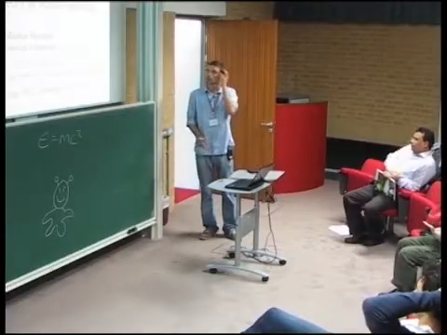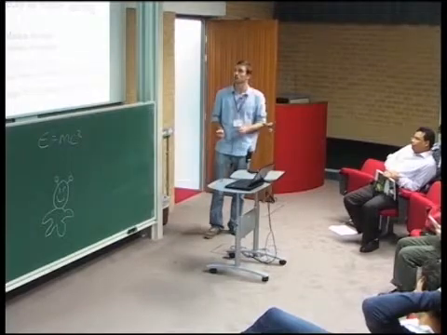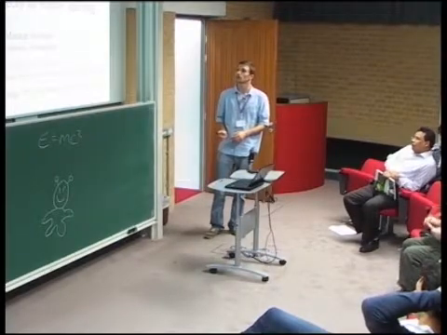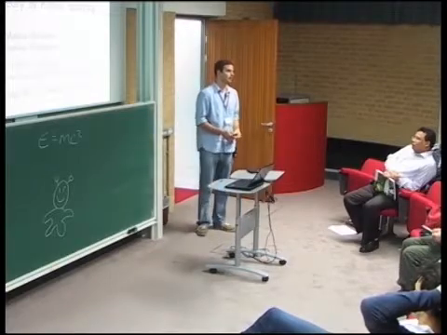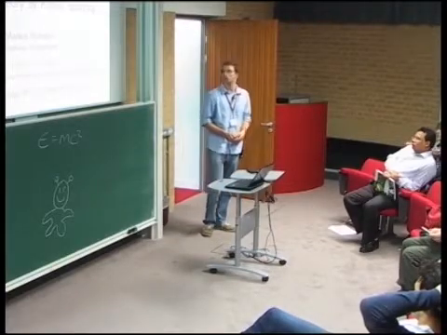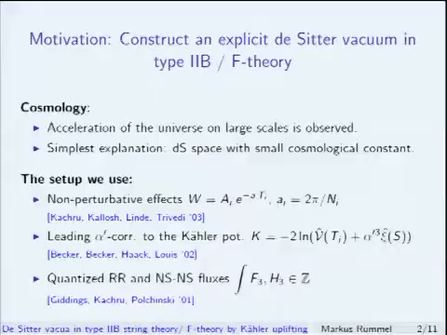And I want to talk about this general method of Kahler uplifting, and in the other part I will present an example where we realize the de Sitter vacuum using this method. I think I can be brief on the introduction. We want the de Sitter vacuum because we observe that the universe is accelerating on large scales, and the simplest explanation for that is the de Sitter vacuum with a small cosmological constant.